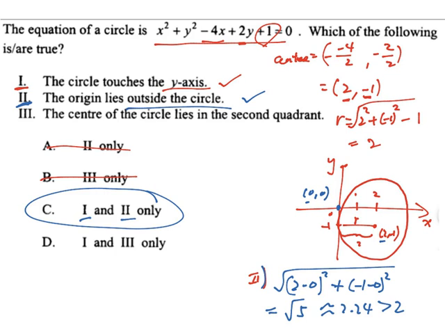But we want to make sure you can see 3. The center of the circle lies in the second quadrant. The center is here. This one is quadrant 1, this is quadrant 2, quadrant 3, quadrant 4. It lies in quadrant 4, so it's not 3. So the answer is C.